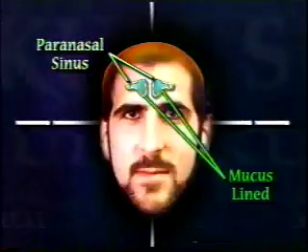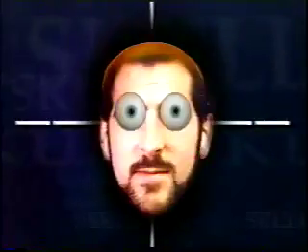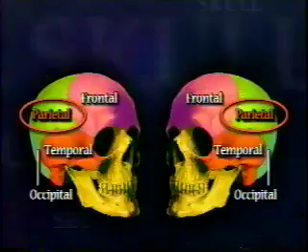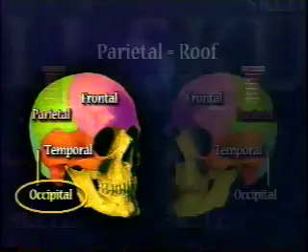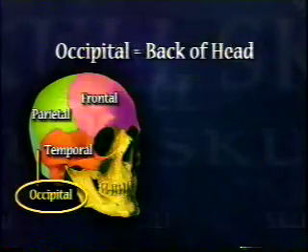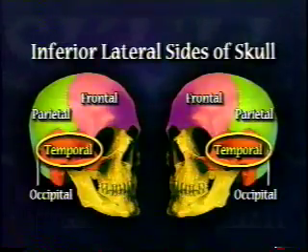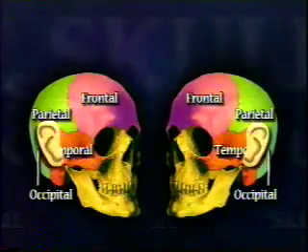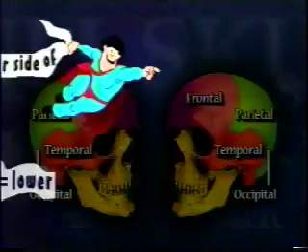The frontal bone also contains the paranasal sinuses, the mucus-lined cavities that warm up and filter air as we breathe it. If you're confused, don't worry. We'll give you more detail on the sinuses a little later on. The paired parietal bones form the upper sides, or simply put, the roof of your cranium. The occipital bone forms the posterior base of the skull, at the back of your head. And let's not forget the paired temporal bones. These bones form the inferior lateral sides of the skull at your temples, just over your ears and below the parietal bones. Remember, inferior means lower, and lateral means outer side of.